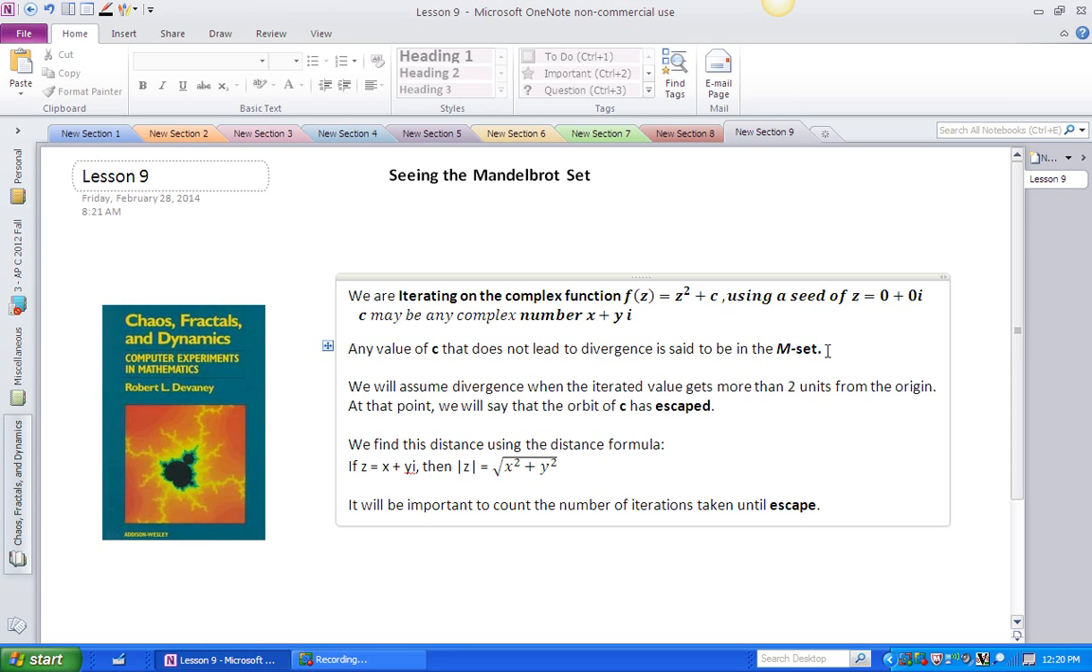We're going to make an assumption that when the iterated value gets more than 2 units from the origin, the orbit has escaped, because once it gets that far away, it's bound to escape. Also, if you want to find out how far it is from the origin, because z has a real and imaginary component, you simply have to use the distance formula. And along the way, sometimes we'll be counting the number of iterations taken until the orbit gets more than 2 units from the origin.